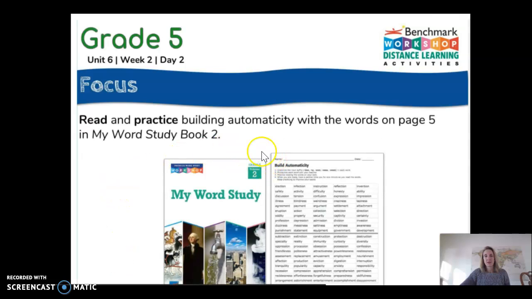All right, and so we're in my word study book 2. Our focus is on page 5. So go ahead and open up your book to page 5.